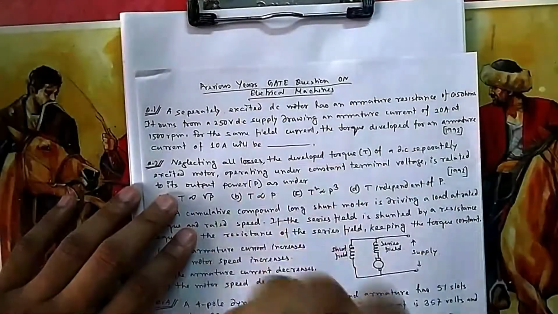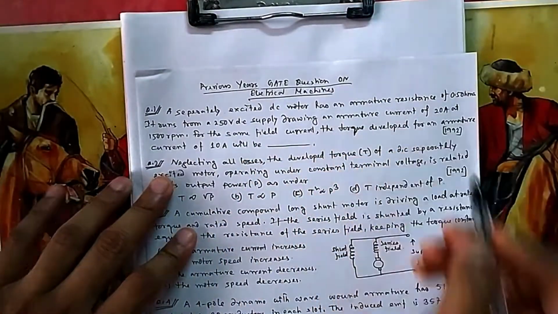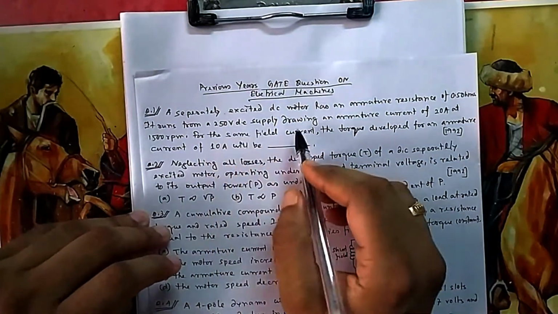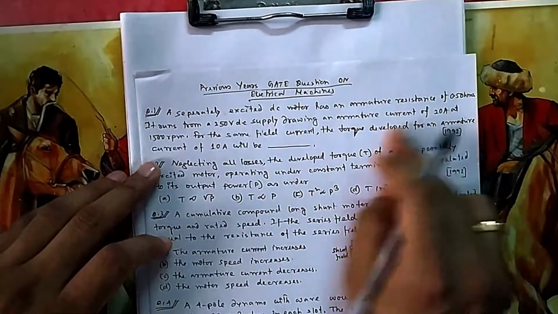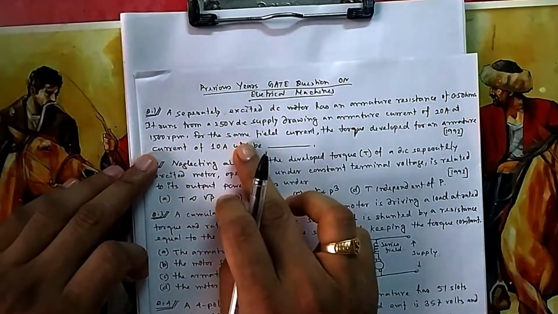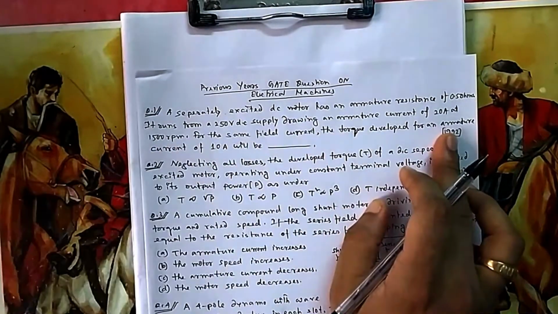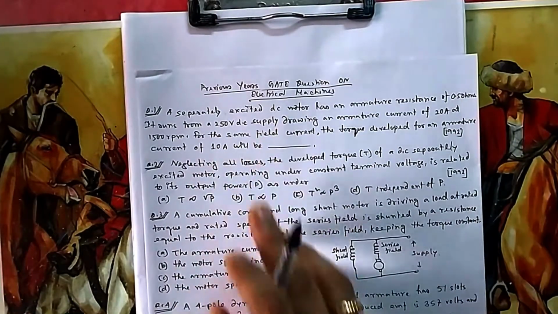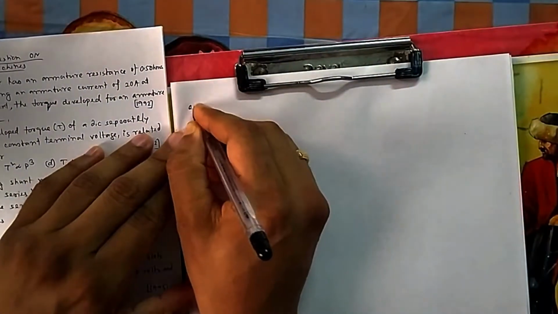Okay, in question number 1, a separately excited DC motor has an armature resistance of 0.5 ohm. It runs from a 250 volt DC supply drawing an armature current of 20 ampere at 1500 rpm. For the same field current, find the torque developed for an armature current of 10 ampere. Now you have changed the armature current, but the field current remains the same. So some of the formulas of DC machines you should always remember.